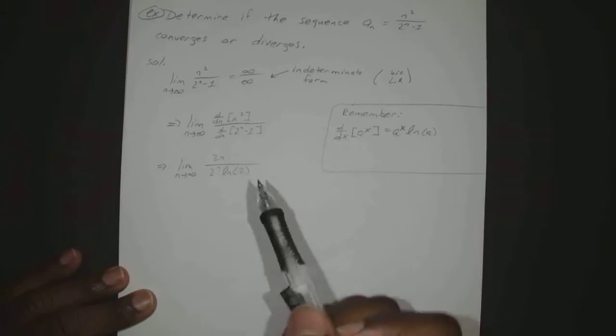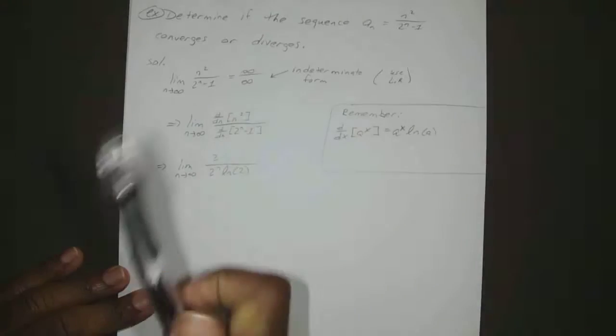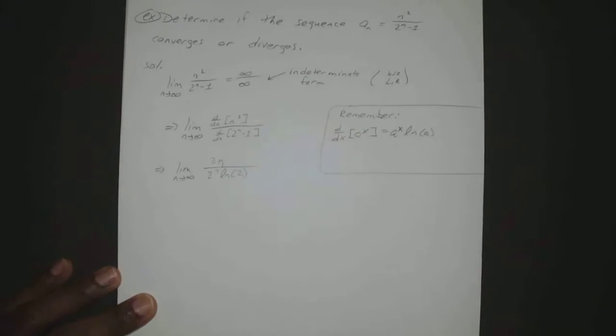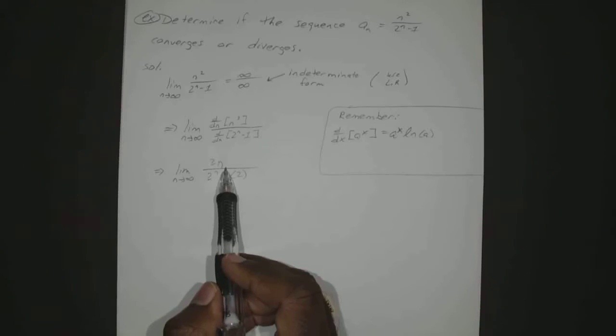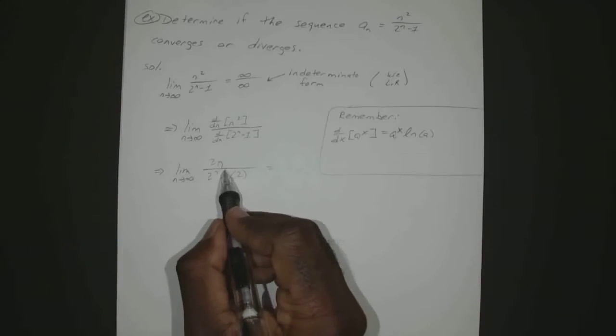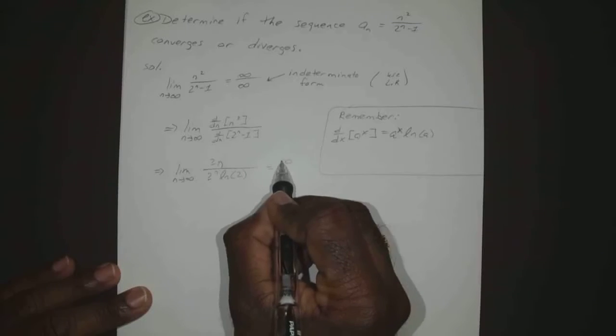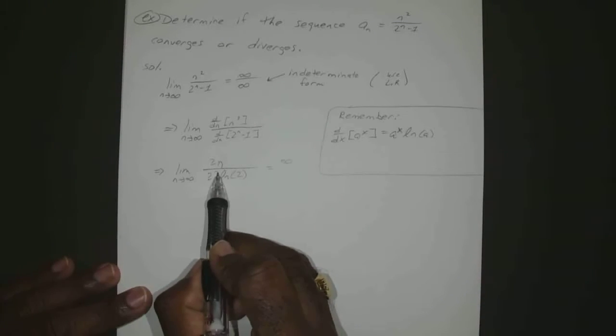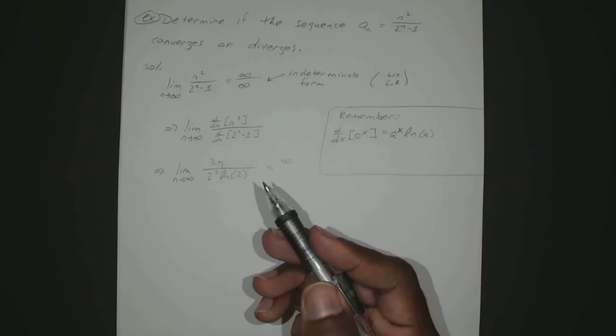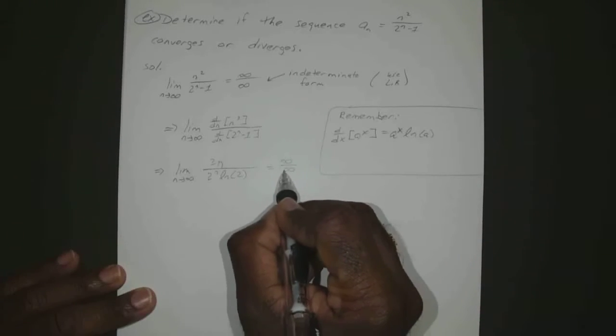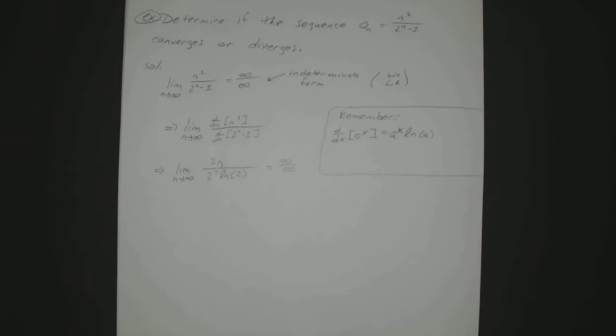Okay, so now you have to make that a little bit bigger. There we go. So now here you have 2 times n over 2 to the power of n times a constant, natural log of 2. But if we plug in a really big number again, and that number keeps getting bigger and bigger, 2 times that really big number would just give you a really big number. And again, you have 2 to the power of some really big number, which again gives you some really big number. So we still have our infinity over infinity. Do it again? Yep, which means we do it again.